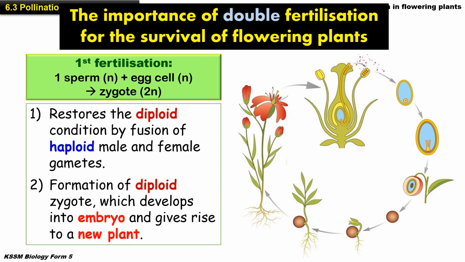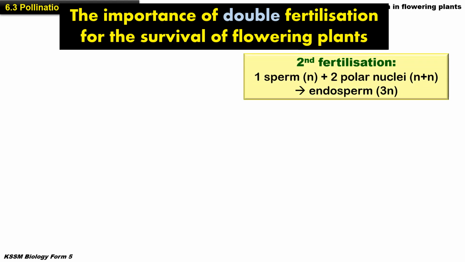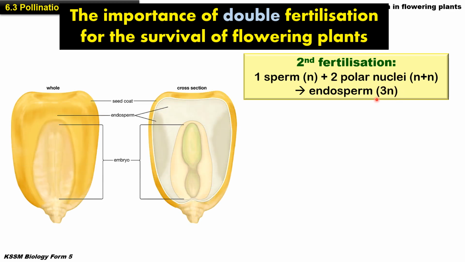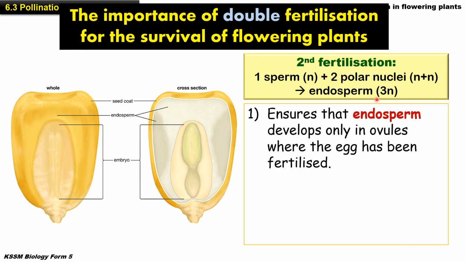Boleh? Okay. For the second fertilization, what is the important? Okay. Second fertilization occur, which is the male gamete, the one sperm, and fused with the 2 polar nuclei, N plus N. So, it will become endosperm. Triploid. Okay, 3. So, what is the function of this endosperm? Yang ini. Endosperm ni.